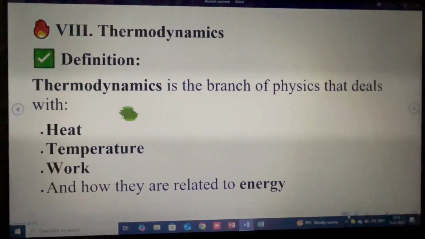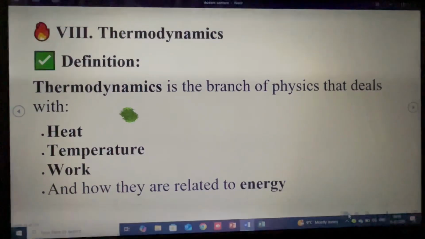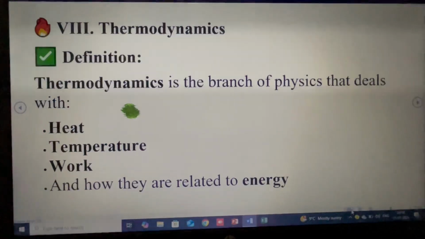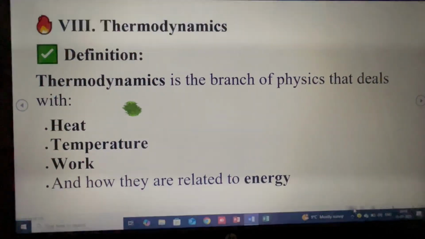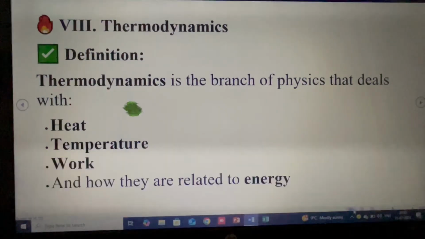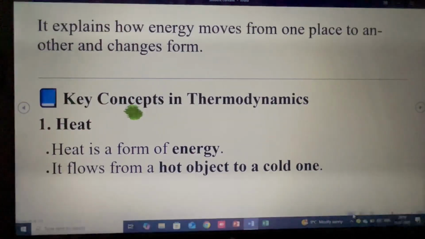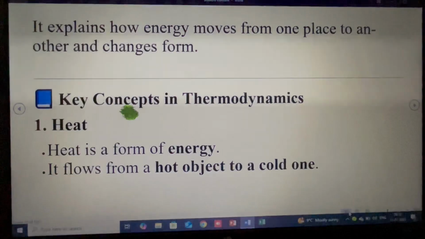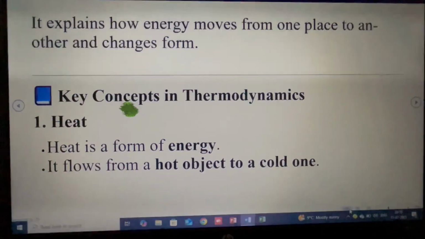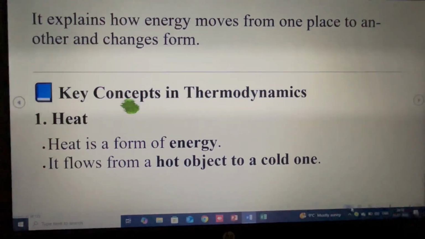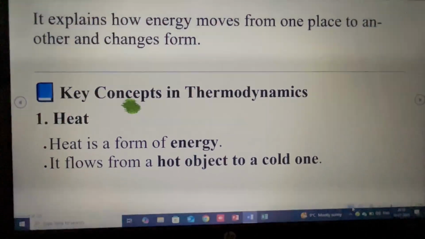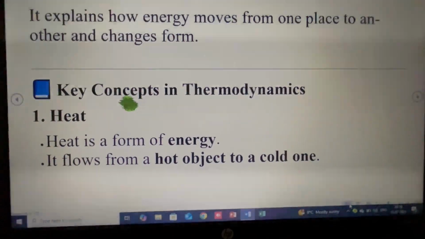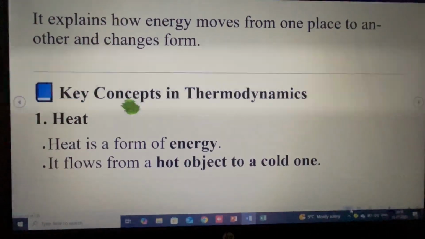Next topic is thermodynamics. Thermodynamics is the branch of physics that deals with heat, temperature, work, and how they are related to energy. It explains how energy moves from one place to another and changes form. In this, key concepts are: first is heat. Heat is a form of energy. It flows from a hot object to a cold one.